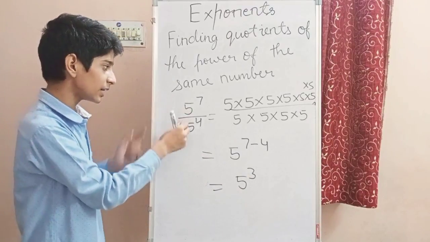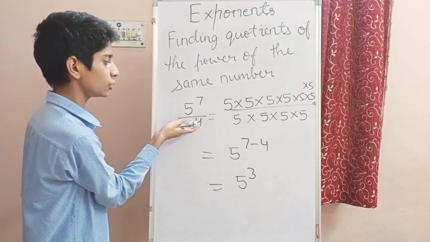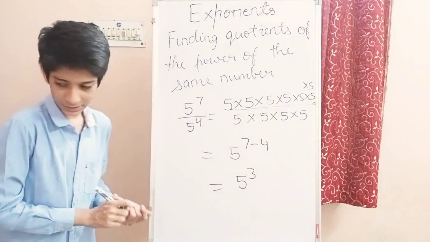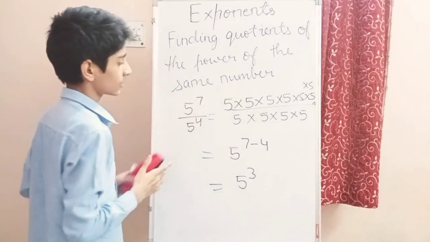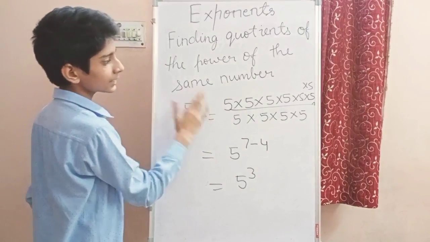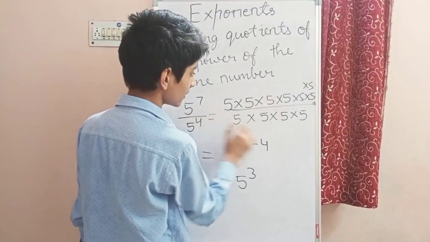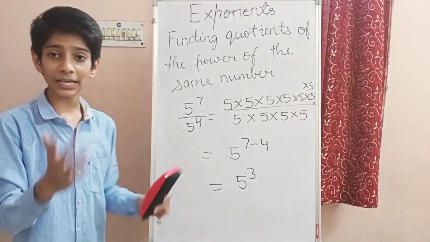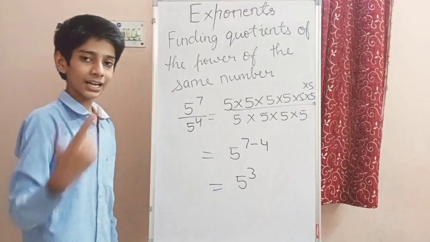If the numerator is greater, then we multiply it 7 times, because here was raised to the power 7 and here 4, and then we did 5 raised to the power 7 minus 4. So it came as 5 raised to the power 3, which is our answer.